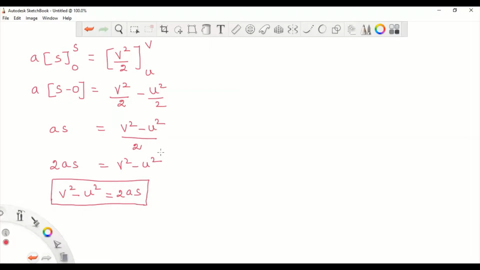So we discussed the first equation of motion as v is equal to u plus at. Second equation is s is equal to ut plus half at square. And third equation is v square minus u square is equal to 2as. Now let us do the fourth equation of motion also. So we are going to do the fourth equation of motion.